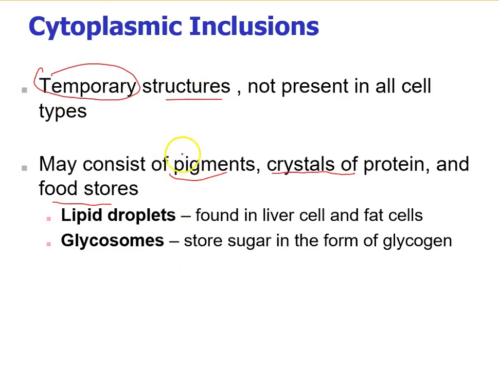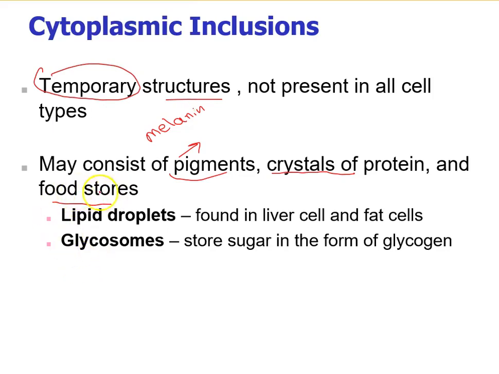Let's take an example of pigments. Imagine a skin cell in your body. Within the cytoplasm of this cell, you might find melanin. Melanin is a pigment which is an inclusion. The melanin pigment is responsible for the color of your skin, hair, and eyes.